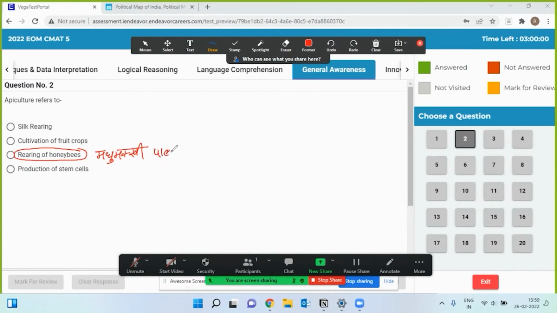Here you should know that honeybee is called as Apis indica. Apis indica is the biological name of honeybee. So apiculture has come from this word, apis. Correct? Similarly, silk rearing is called as sericulture, and fruit cultivation is called as horticulture. So correct answer is rearing of honeybee. Moving on to third question.